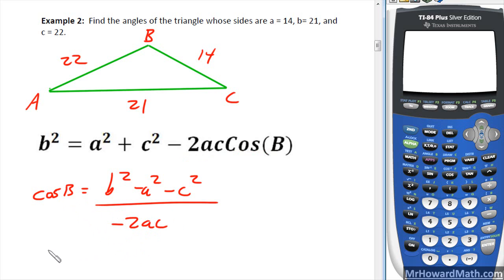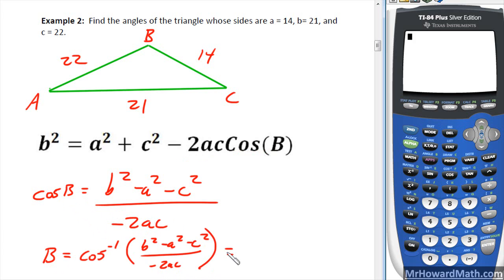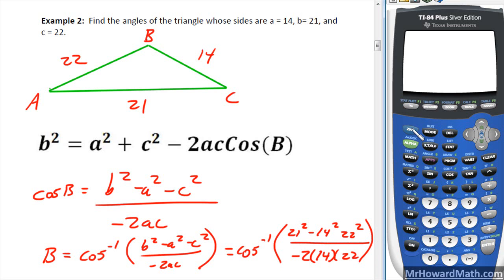So angle B is going to be equal to the inverse cosine of all of that. So B squared minus A squared minus C squared all over negative 2AC. So in our situation, that's going to be cosine inverse of B squared is 21 squared, subtract A squared is 14 squared, subtract C squared is 22 squared, all over negative 2 times A is 14 times C is 22. So we'll put that in our calculator, and that'll give us angle B.